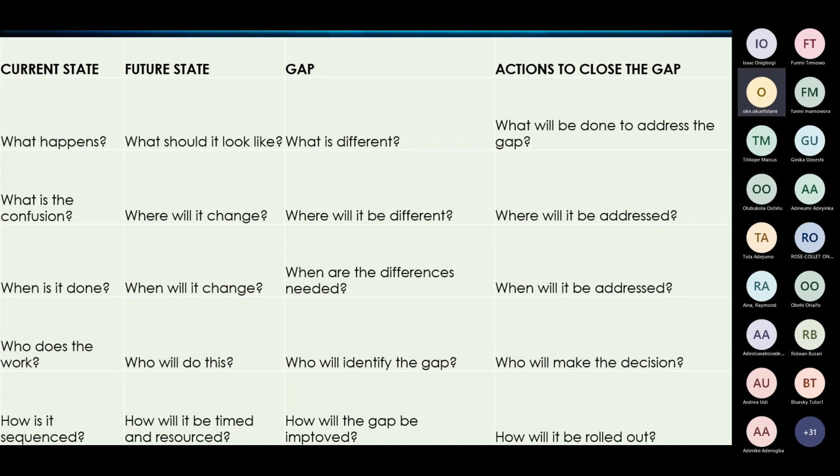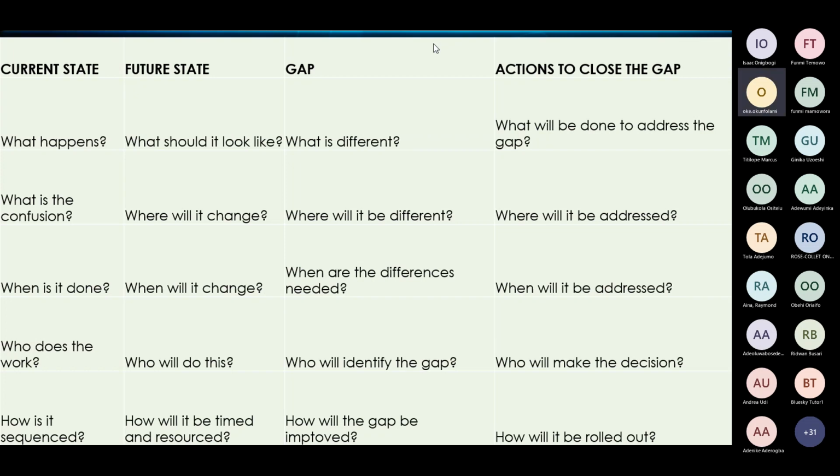So at the end of the day, like we said at the start, you want to identify your current state and your future state. You want to identify the gap, and then what actions do I need to take to get me from the current state to the desired state? In other words, what actions do I need to take to close the gap?